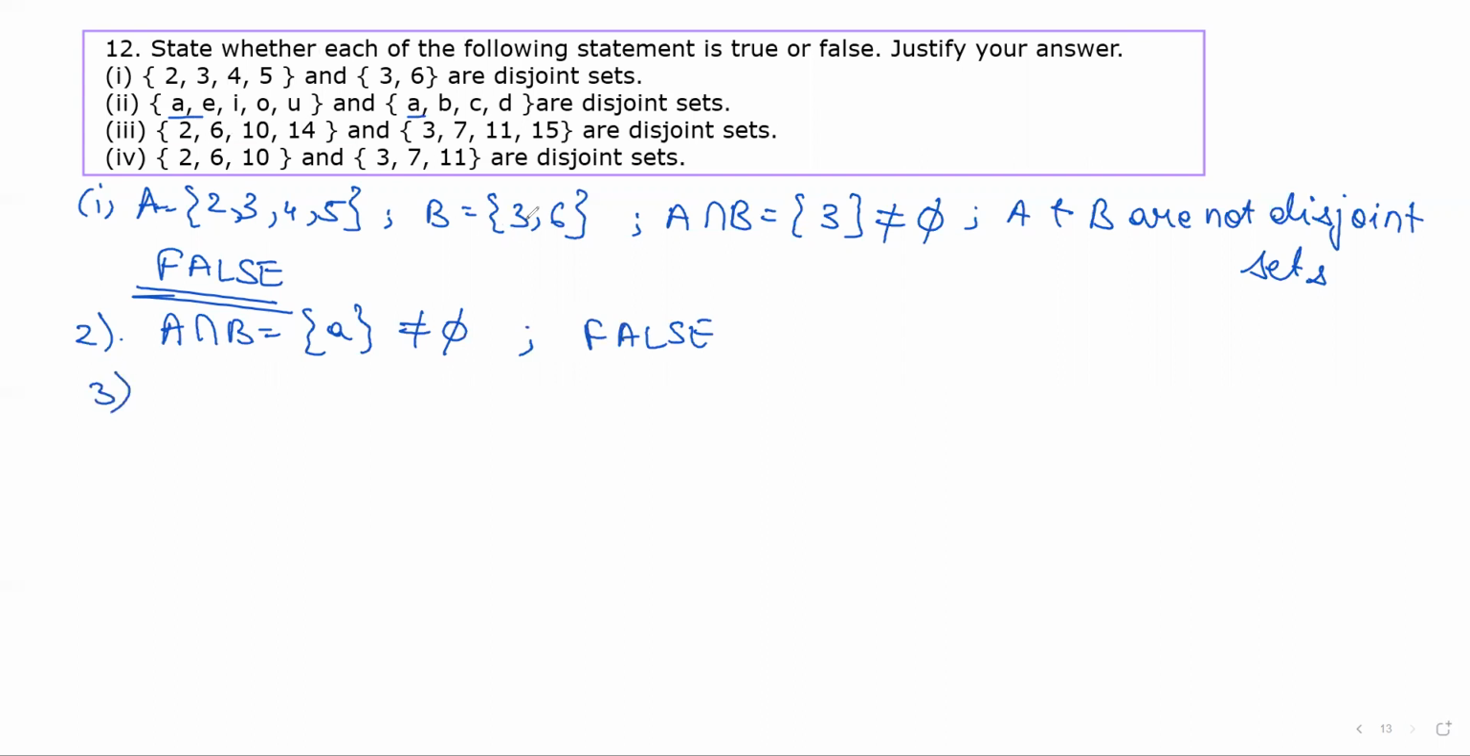3. {2, 6, 10, 14} and {3, 7, 11, 15} are disjoint sets. There's nothing common in it. So A intersection B is the empty set. Therefore, the statement is true because the two sets are disjoint sets. Fourth, {2, 6, 10} and {3, 7, 11} are disjoint sets. This is also true, same as the third case. So this concludes your exercise. Thank you.